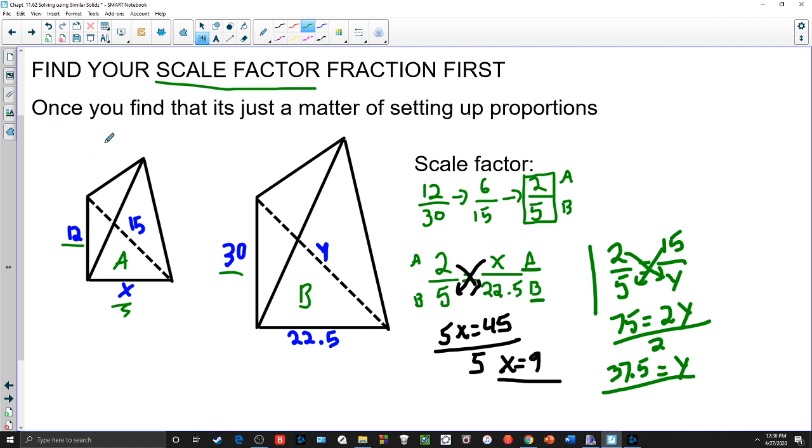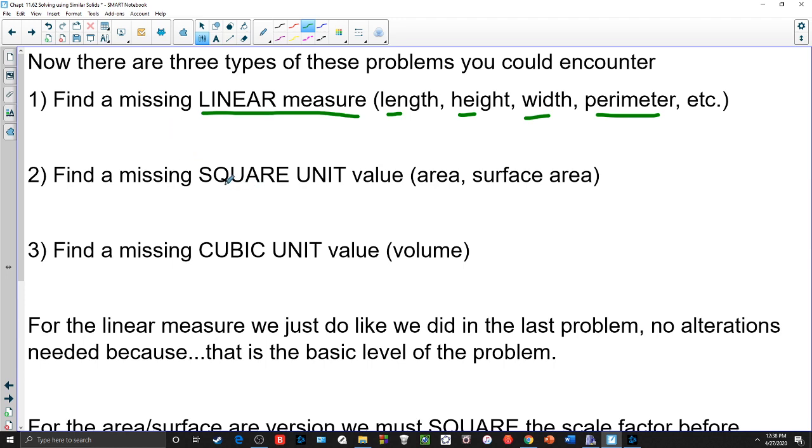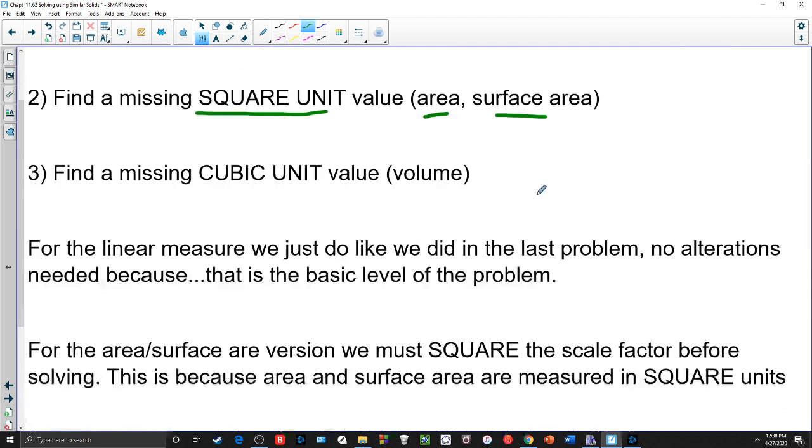If I gave you the perimeter of this shape, I could ask you what the perimeter of that shape is, and you do the same exact thing. A over B, and cross multiply. Now, if you want to find a square unit, which is like an area or surface area, what you have to do is square the scale factor first before you go ahead and cross multiply.